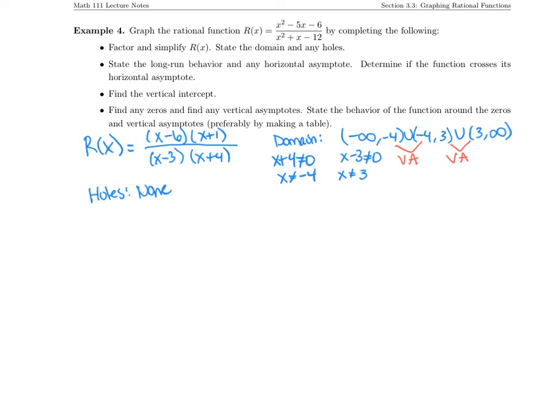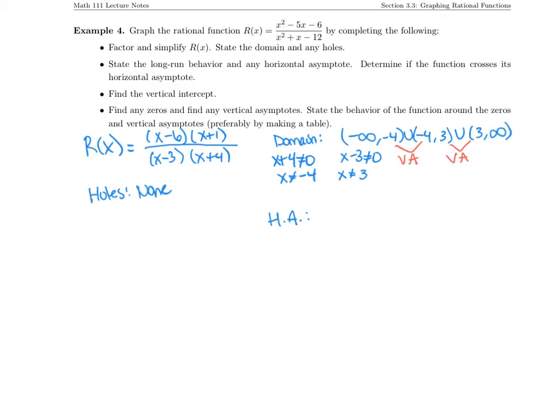Next, we're going to take a look at our horizontal asymptote and our long run behavior. So for our horizontal asymptote, we're going to take a look at the degree of the numerator and the degree of the denominator. So if I go back to my original problem, I'm going to say, hey, look, they're both squared.